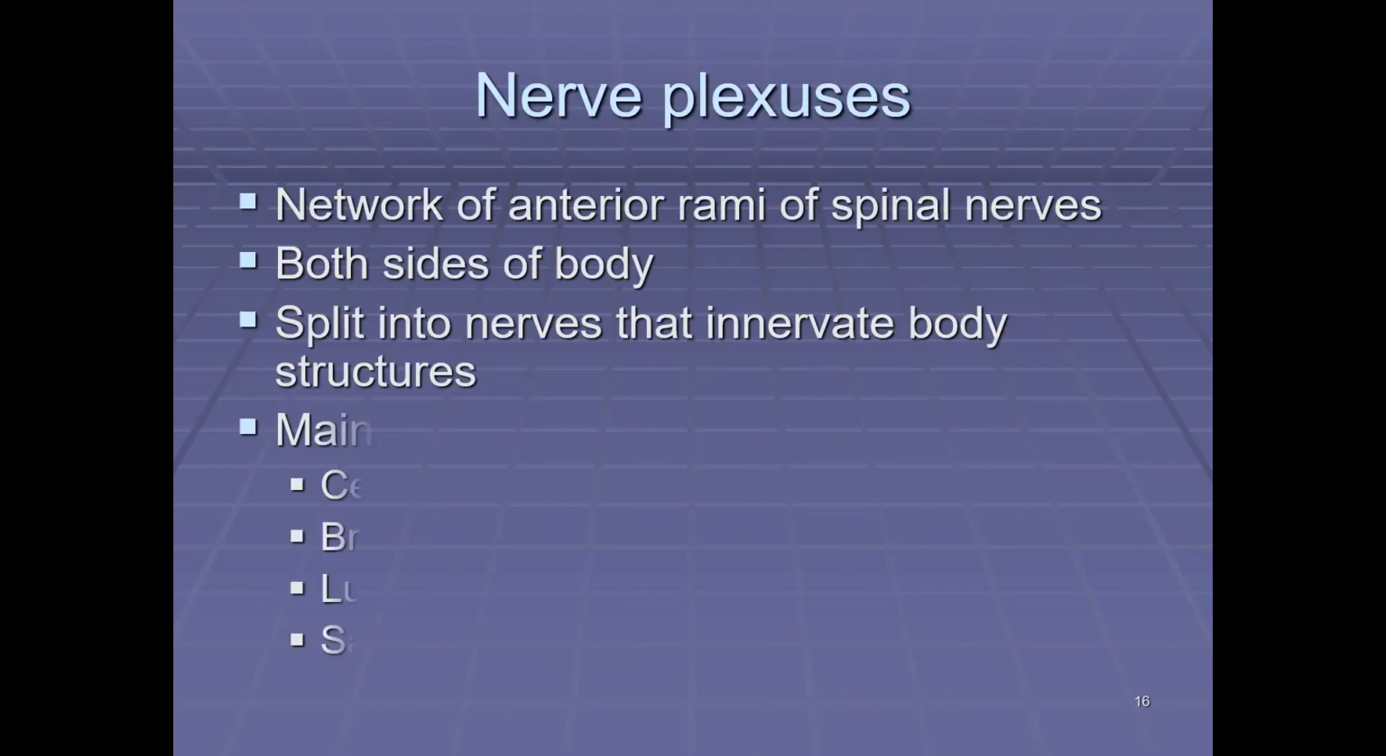All right, what we're going to get into next are the plexuses that we were alluding to. So remember, a nerve plexus is just a network of anterior rami of spinal nerves.